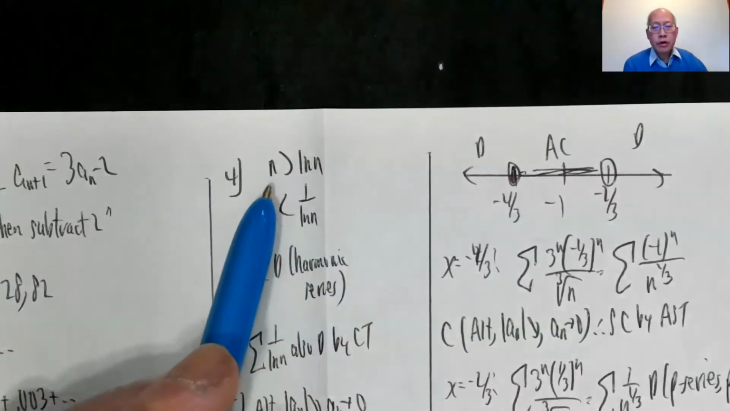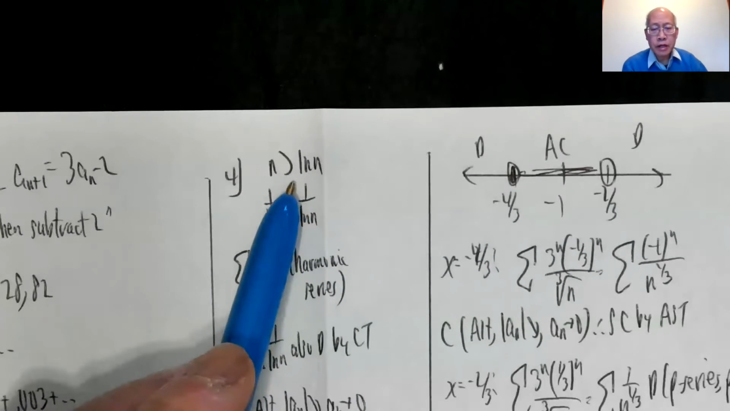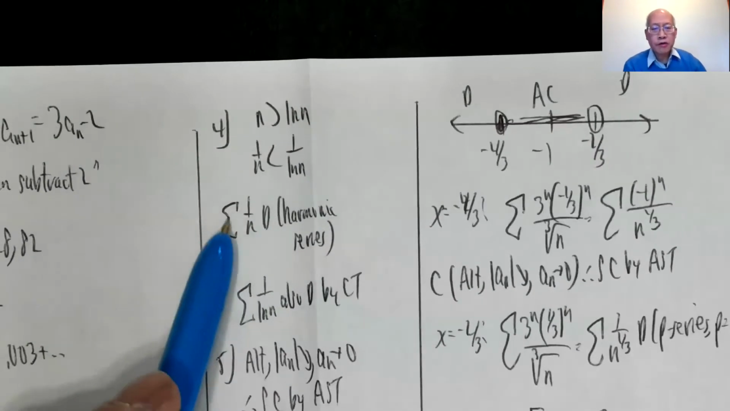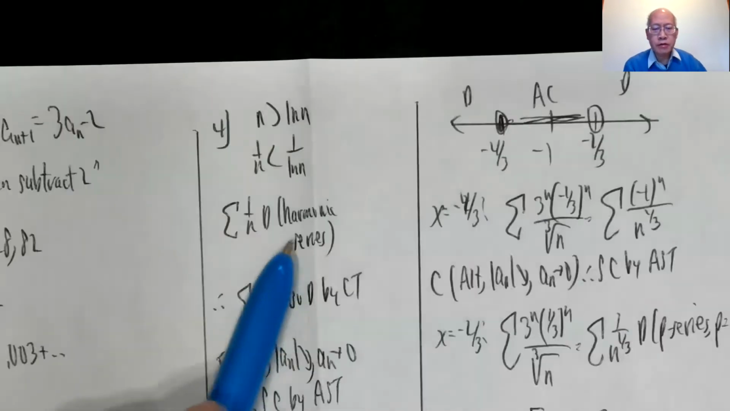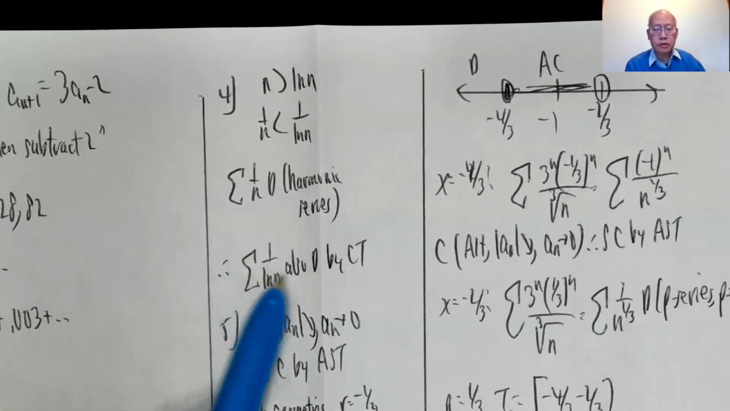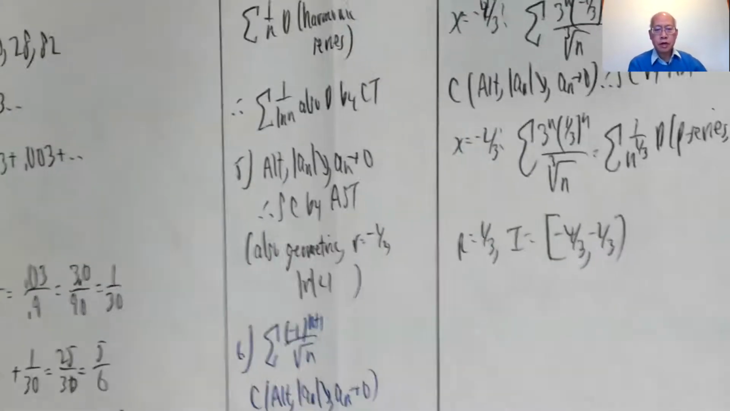Number 4, we know that n is greater than ln n, so by the reciprocal rule, 1 over n is less than 1 over ln n. The summation of 1 over n diverges, it's the harmonic series. Therefore, anything bigger than that would also diverge. The summation of 1 over ln n also diverges by the comparison test.